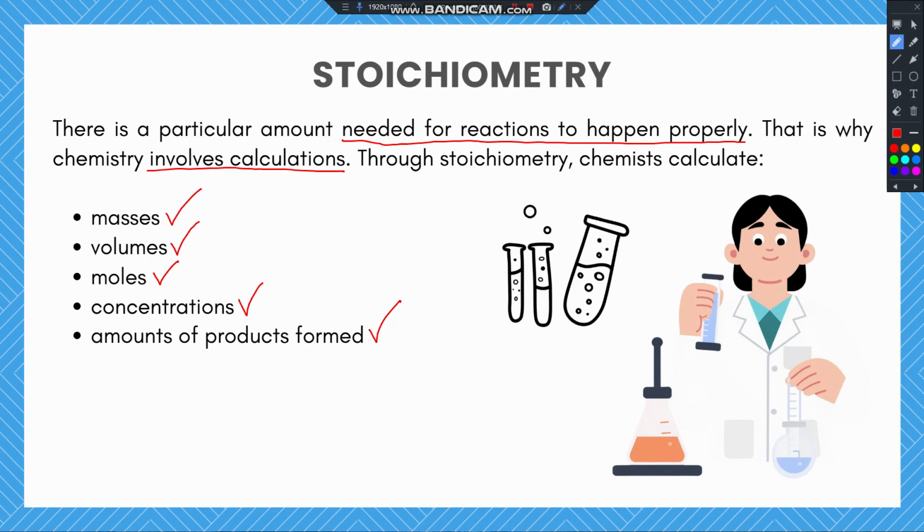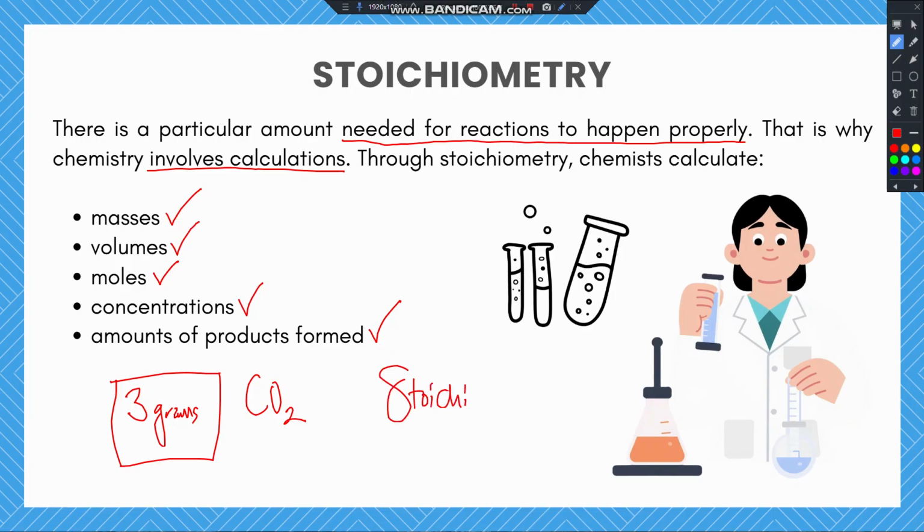You'd hear chemists say something like, we were able to obtain 3 grams of carbon dioxide, CO2, from this reaction. And you'd be wondering, how were they able to calculate that amount? Well, they were able to do that because of stoichiometry.